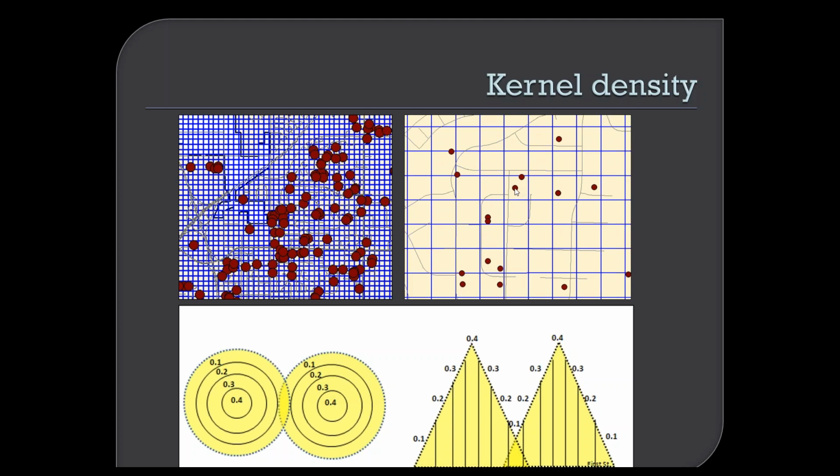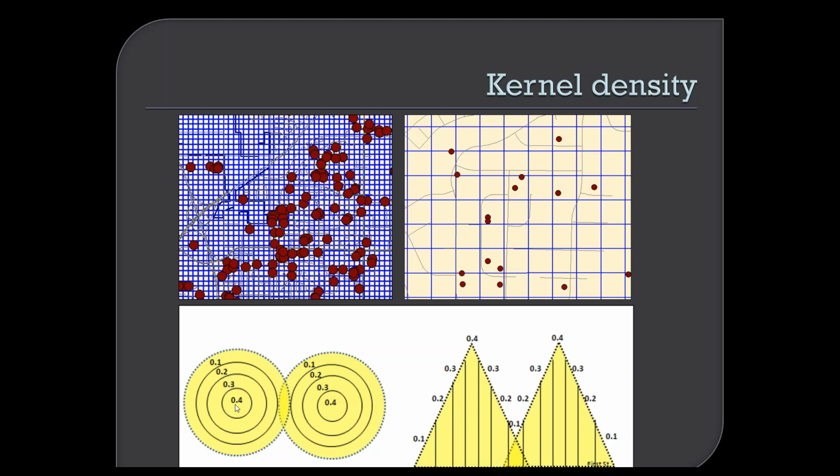We get to specify what the size of the search radius is. So it's going to put a search radius around the center point of each grid cell. We call that a kernel, and it identifies how many points it finds within the radius of that kernel. And it's going to give each point a different weight depending on how close it is to the center of the grid cell versus towards the edges of the search radius.